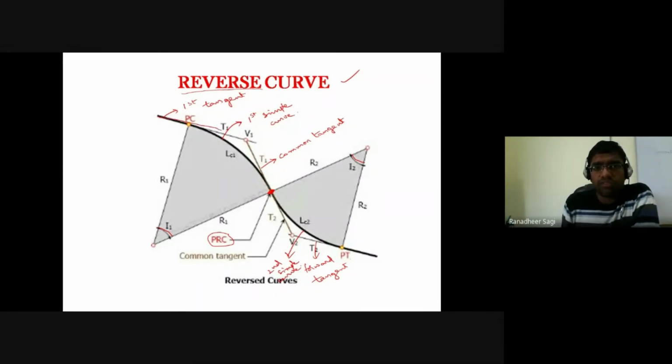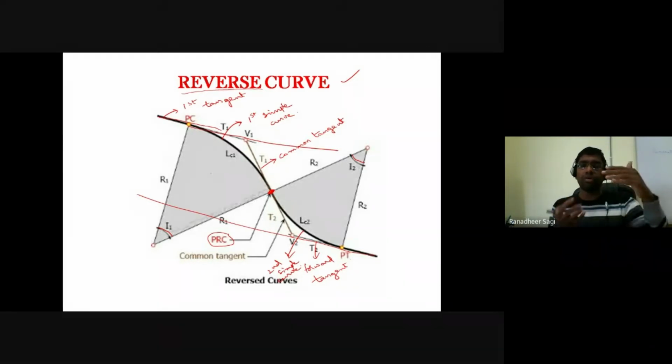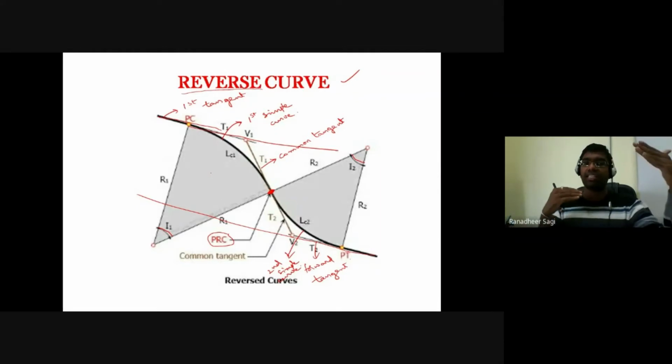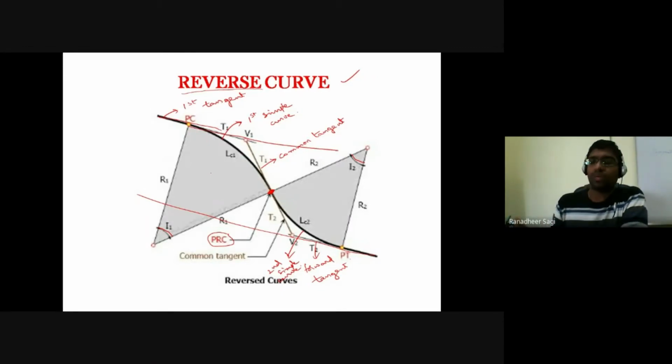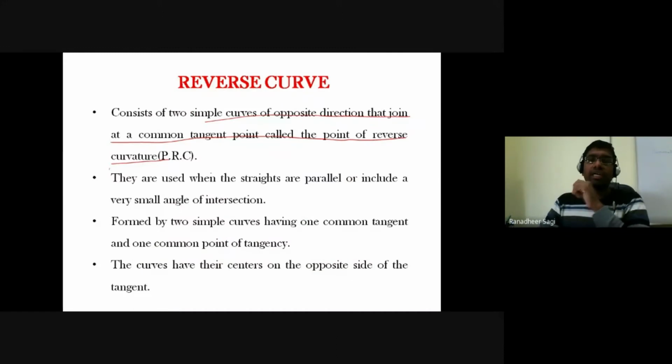This is the direction of the first straight, and this is the direction of your second straight. What you see is that when the rear tangent and the forward tangent are almost parallel to each other or very close to each other, in such a case this so-called reverse curve is what we come across, to fit in that first straight line path and connect it to your second straight line path.